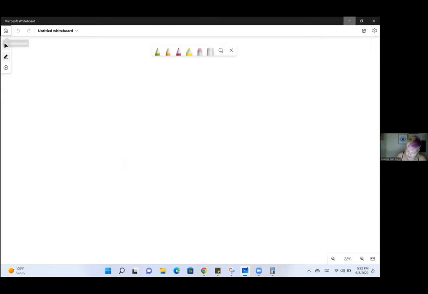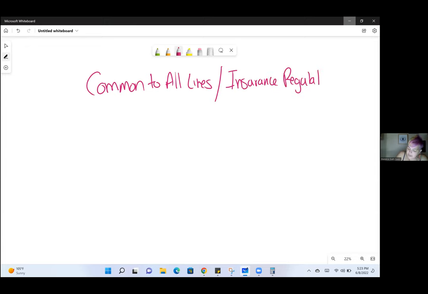Look at all my whiteboards from teaching classes. It's so fun. Okay, so right now I'm talking about common to all lines, or it's called insurance regulation. They will usually put the state title in it. So Wisconsin, common to all lines. Texas, common to all lines. One thing to note is if you're going to do property, casualty, life, and health, that common to all lines information will be on all the exams. So if you plan to take all four, that exact content will be on all the tests. It's like a double dip chapter if you're doing all four licenses.